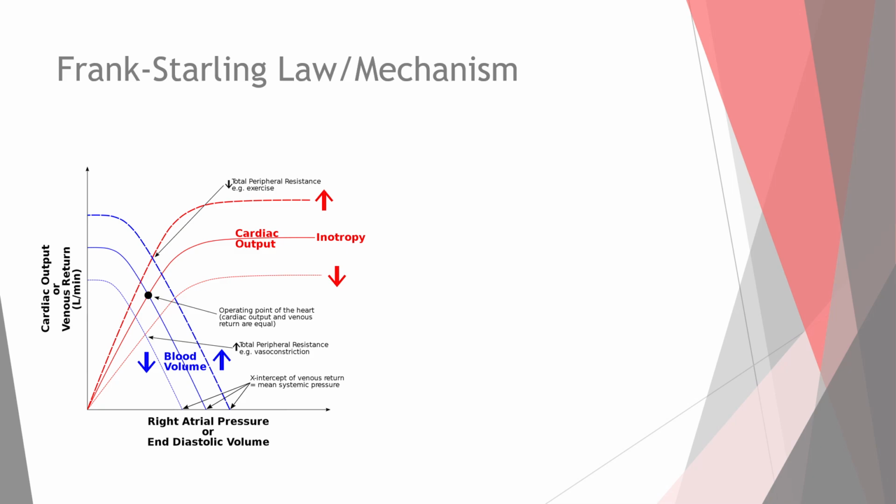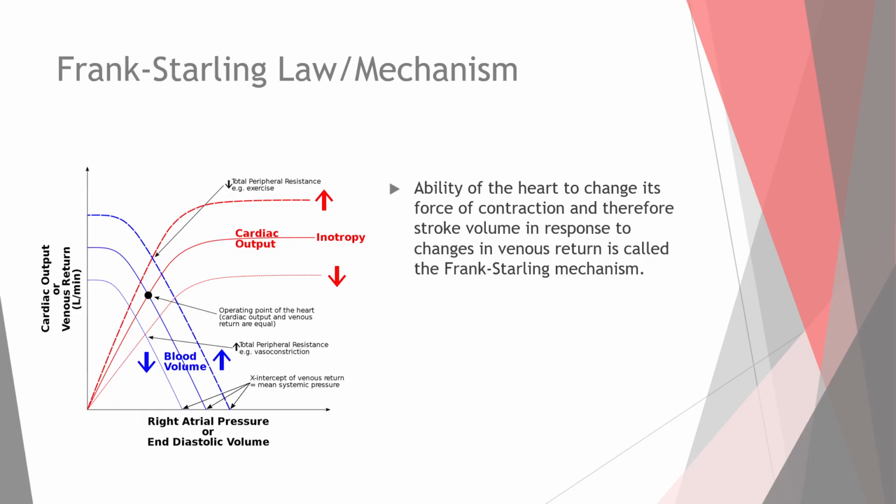But just to quickly skim over, one of these important concepts is the Frank-Starling law, assessing cardiac output and/or venous return as compared to the right atrial pressure or end diastolic volume, with changes such as overall volume, inotropy, or pressure. It's the ability of the heart to change its force of contraction and therefore stroke volume in response to change in venous return.